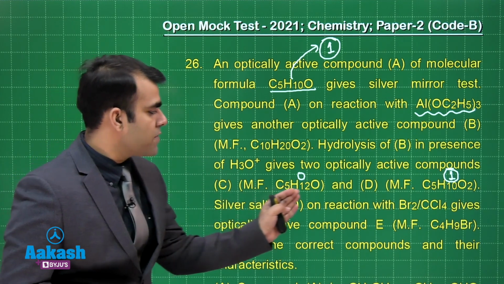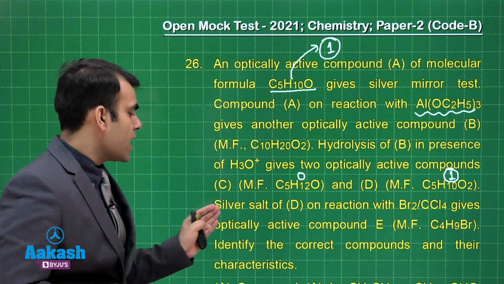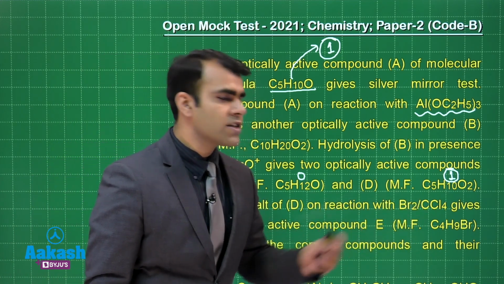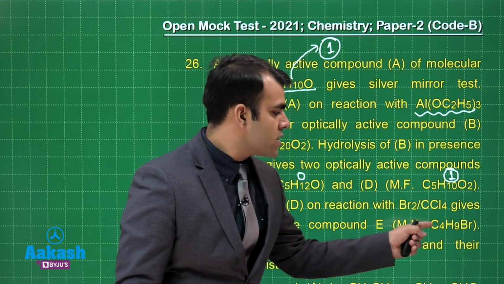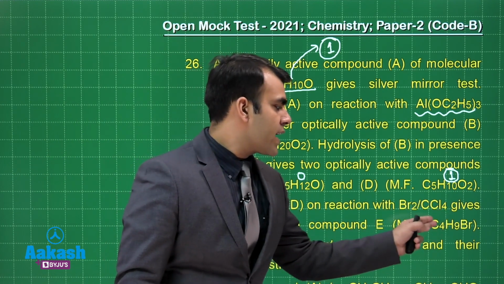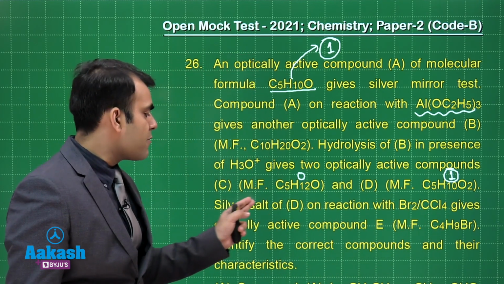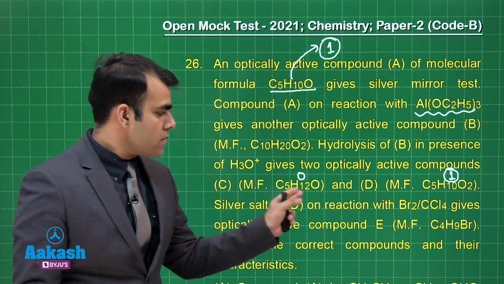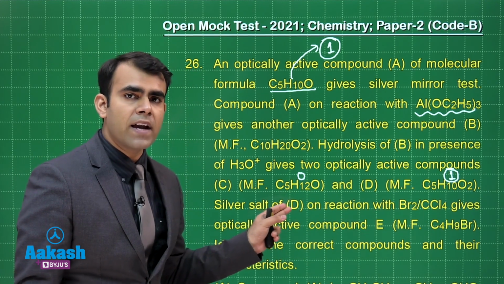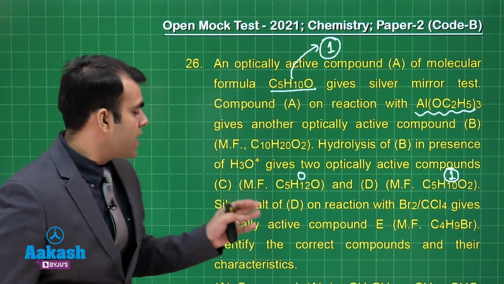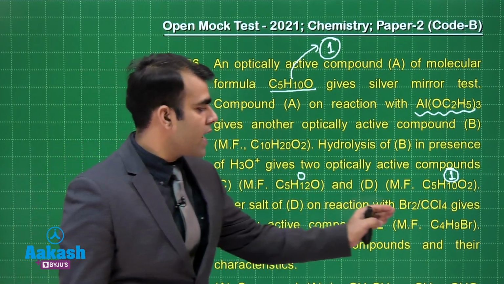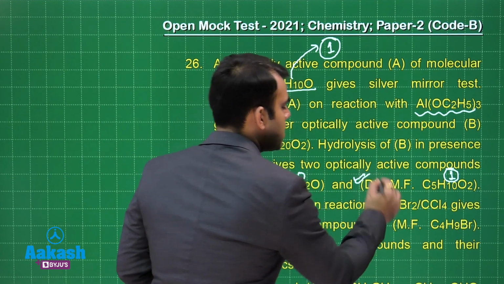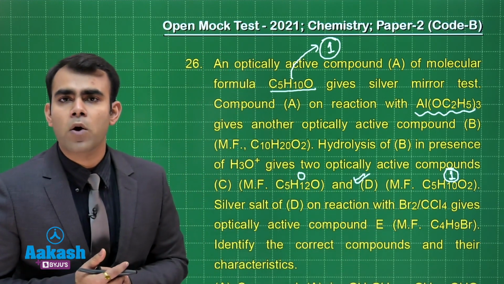Now, silver salt of D on reaction with bromine gives optically active compound E of molecular formula C4H9Br. Again, in this compound the DBE is 0. It means we are getting an alkyl halide, and we are having silver salt of D here. Now, silver salt reacts with bromine. You know this reaction, what is happening here is the Hunsdiecker reaction. So, from the silver salt we will get C4H9Br. It means this compound contains a carboxylic group.